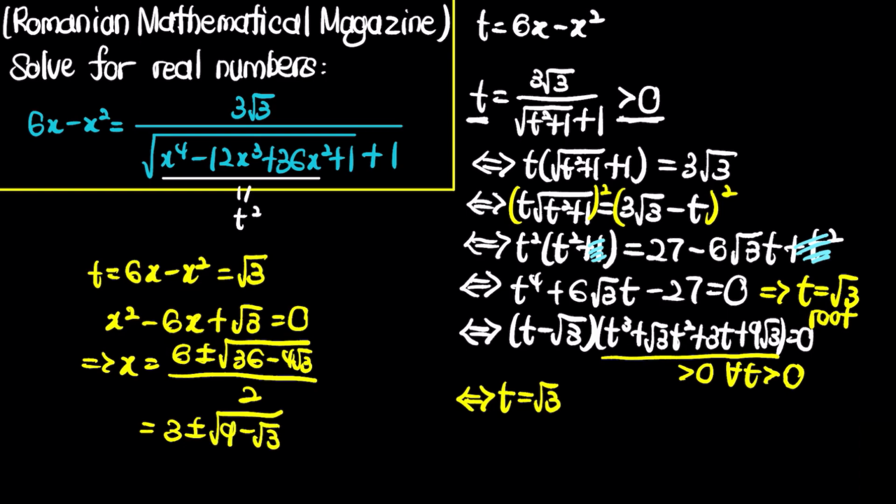And you can see that in either case, x is a valid solution to the equation at the top. So this means that we have two solutions for this equation, which are 3 minus square root of 9 minus square root of 3, or 3 plus square root of 9 minus square root of 3. And so we are done for this problem.